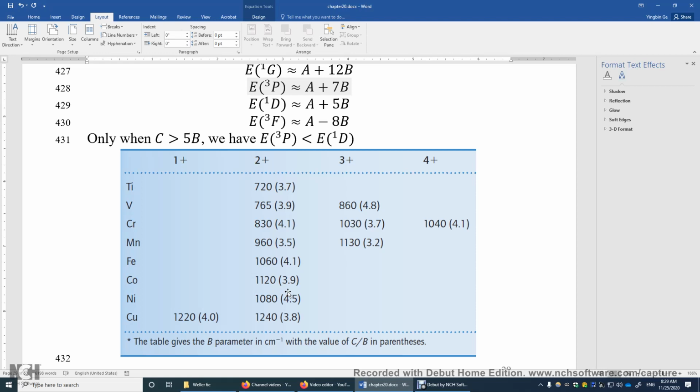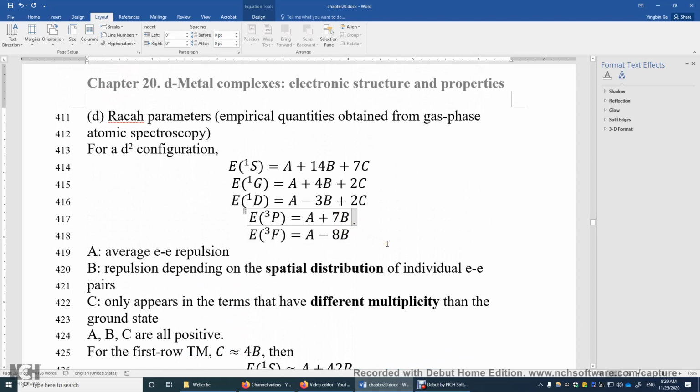15B is a lot. 15 times 12 kilojoule per mole, it's 180 kilojoule per mole. So this 3P lies 180 kilojoule per mole above 3F for most 3d transition metal ions. And again, 180 kilojoule is a big difference. In the atomic spectrum of a 3d transition metal, you will see a transition from 3F to 3P. The transition energy is roughly 180 kilojoule per mole, or 15B, that's actually 15,000 wave numbers. That's a lot.